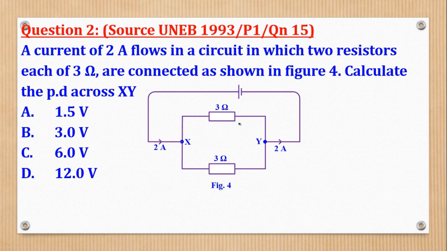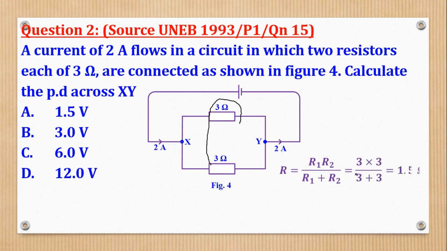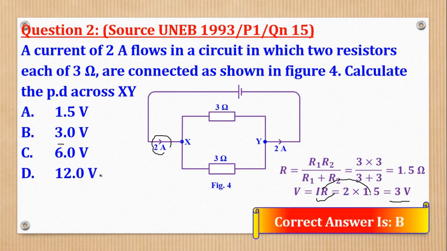To get the value of the total PD, we first need total resistance. So resistance will be product over sum to give you 1.5 ohm. And after getting total resistance, and we know total current, we can get total PD. So total current times total resistance gives you total PD. Therefore, option B was the correct answer.